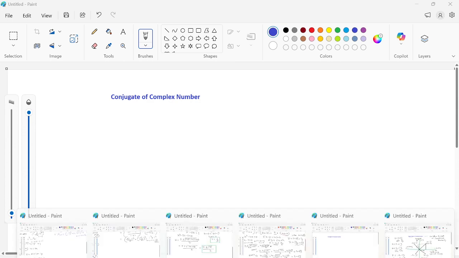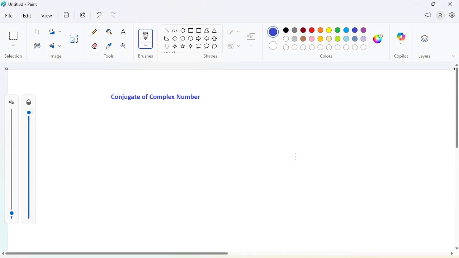Hello everyone. Now we will see another concept in complex numbers, that is the conjugate of complex numbers, and it is very important. We get a lot of questions on this concept in mains and entrance exams. So what is this conjugate of a complex number?